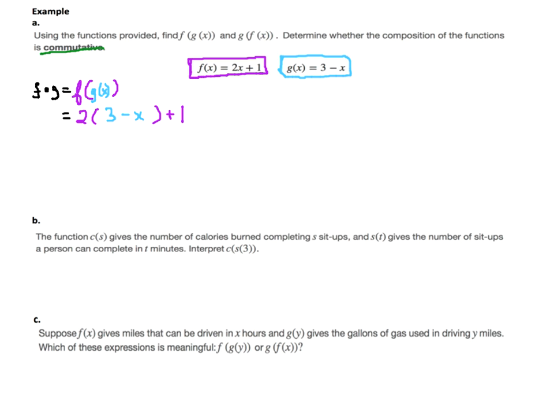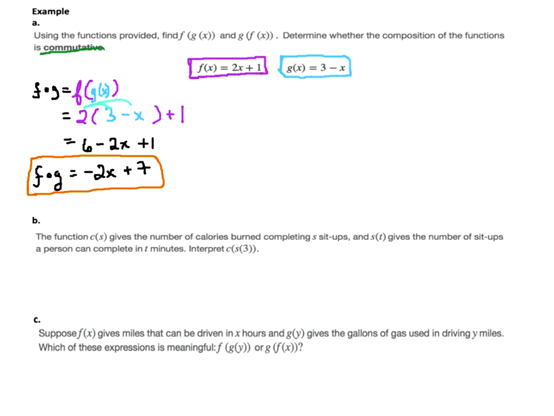Okay, now to simplify this expression, I've got some distribution to do here. And that leaves me with 2 times 3 is 6, 2 times negative x is negative 2x, and then I have a plus 1. So f composed with g is, we'll write it in slope-intercept form because that usually makes people feel good, negative 2x plus 7. Okay, so that is f composed with g. Let me note that we're done with this one.